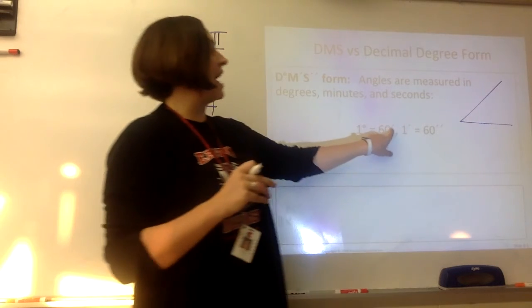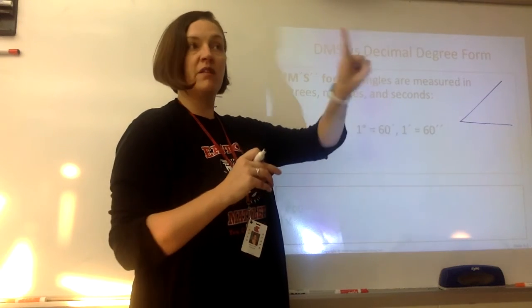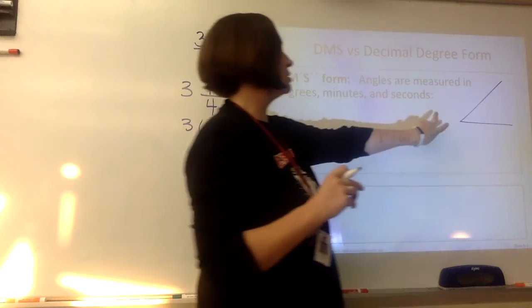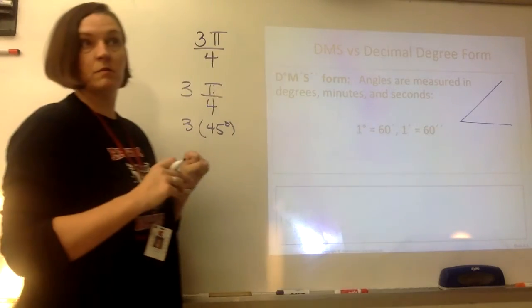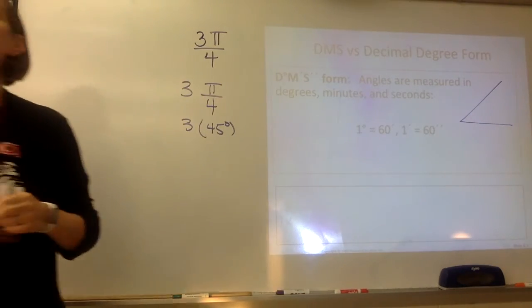Okay, the notation for that is the little apostrophe. 1 of them is going to be minutes. 2 of them is going to be seconds. Degrees, minutes, and seconds.